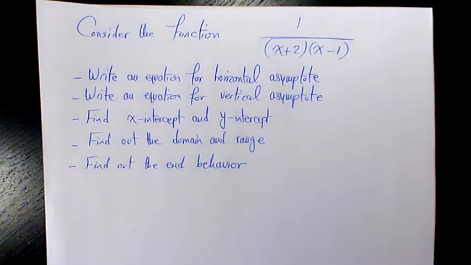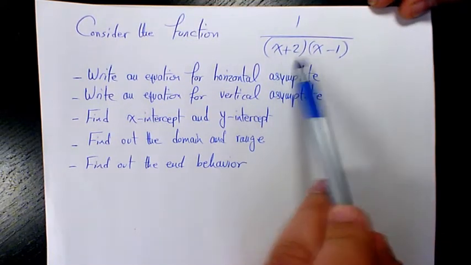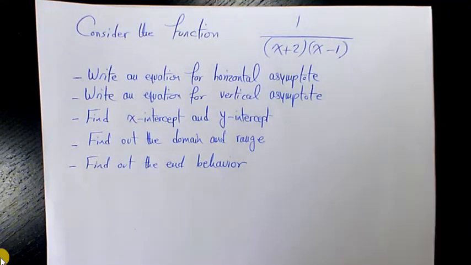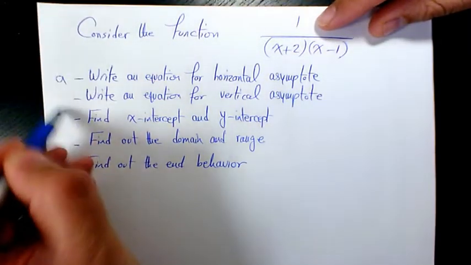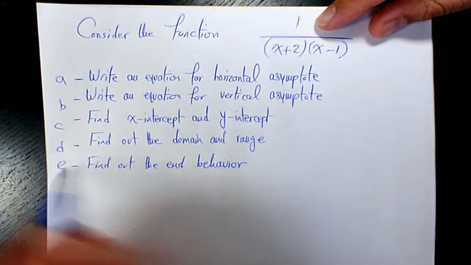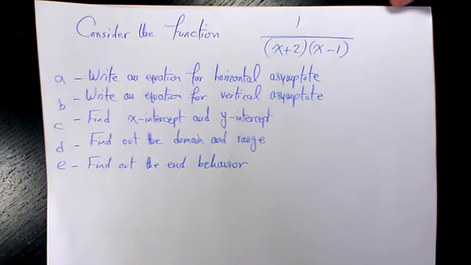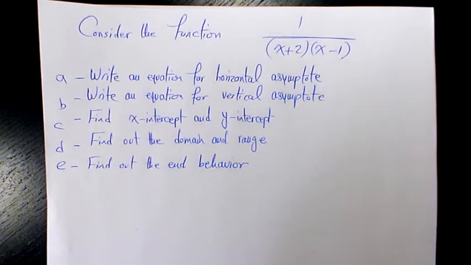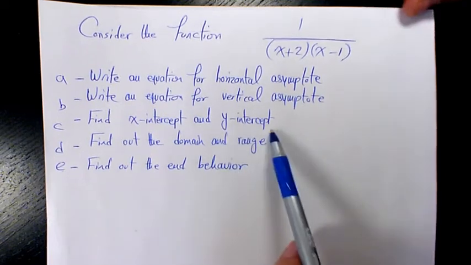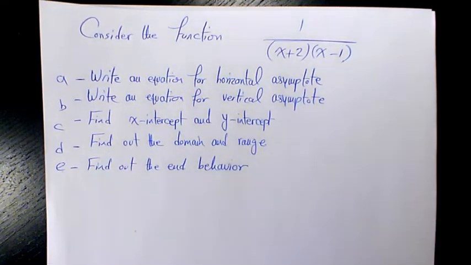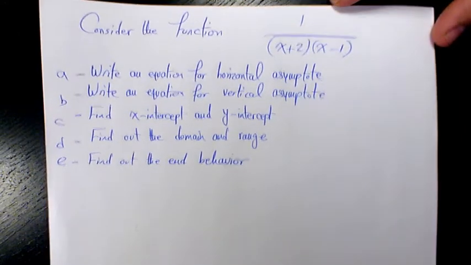Welcome to another video. In this video I want to talk about the function 1 over (x plus 2)(x minus 1). This is the reciprocal of a quadratic function. We have 5 questions in here. First one, write an equation for the horizontal asymptote. Second one, write an equation for the vertical asymptote. Find the x-intercept and y-intercept. Find the domain and range. Find the end behavior.